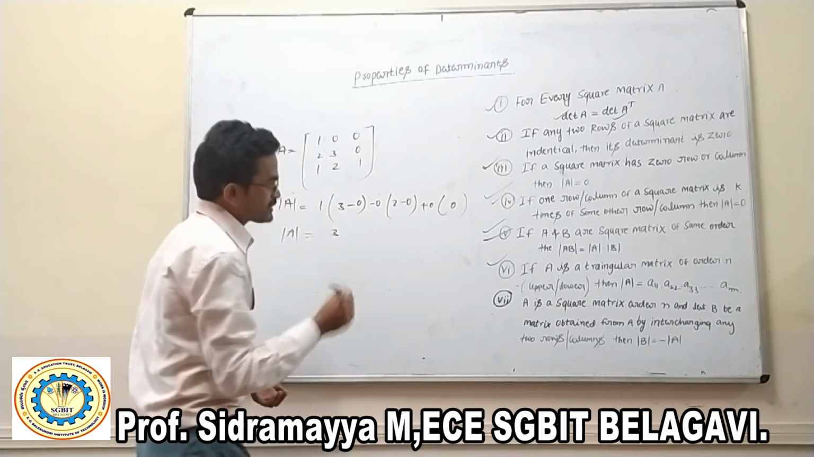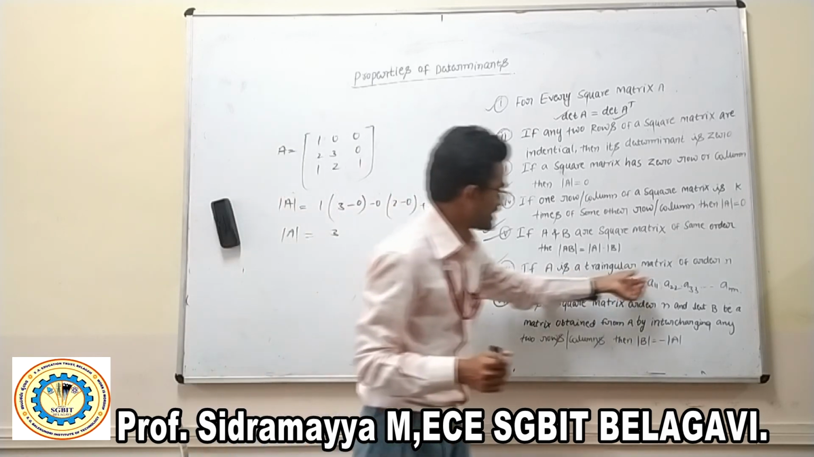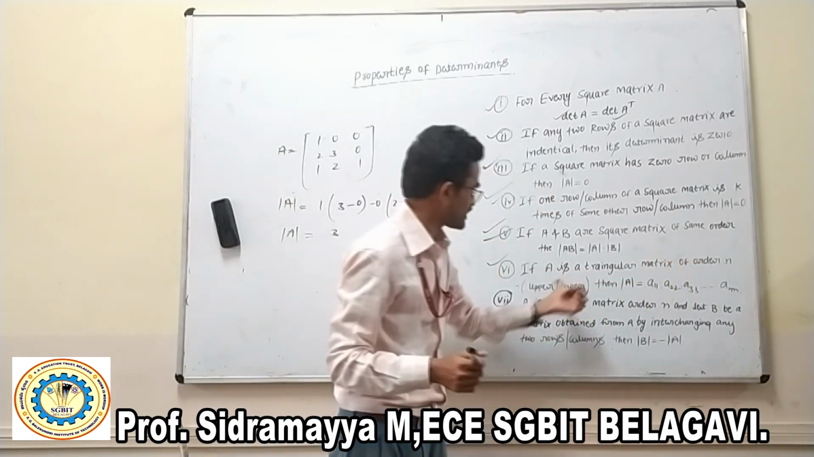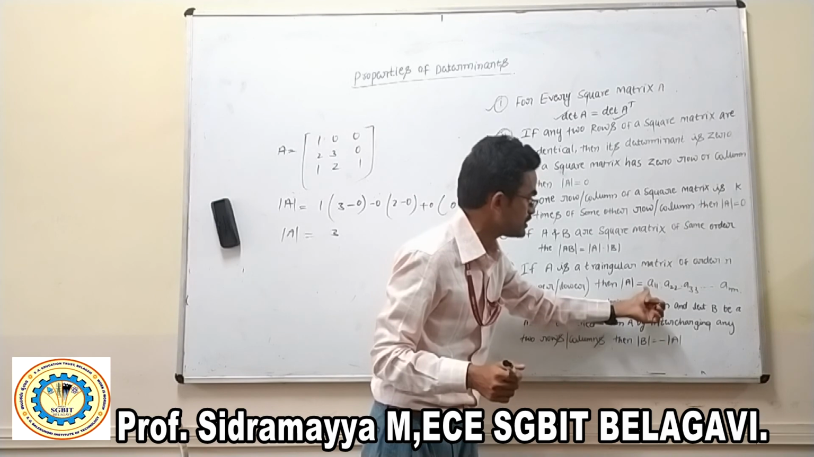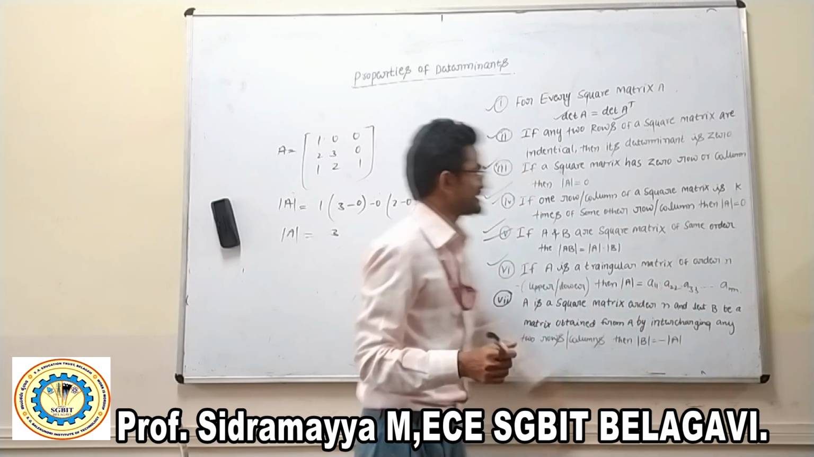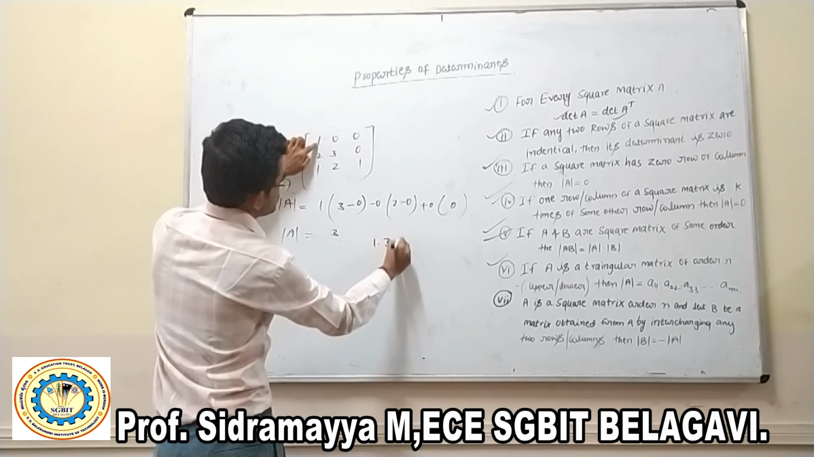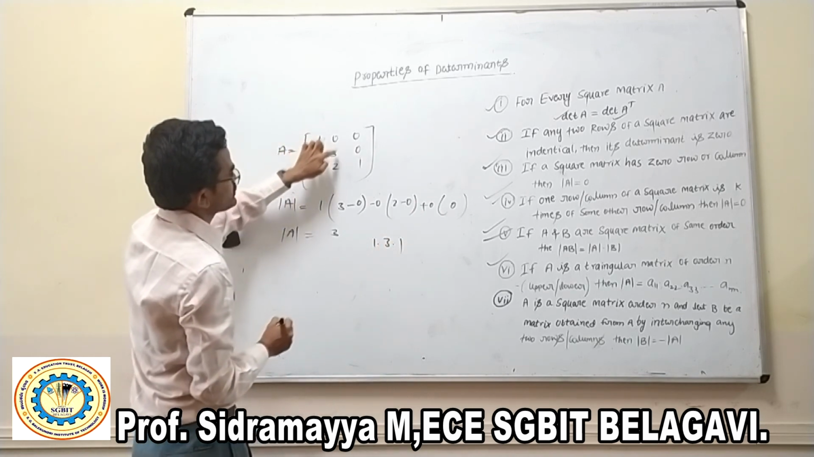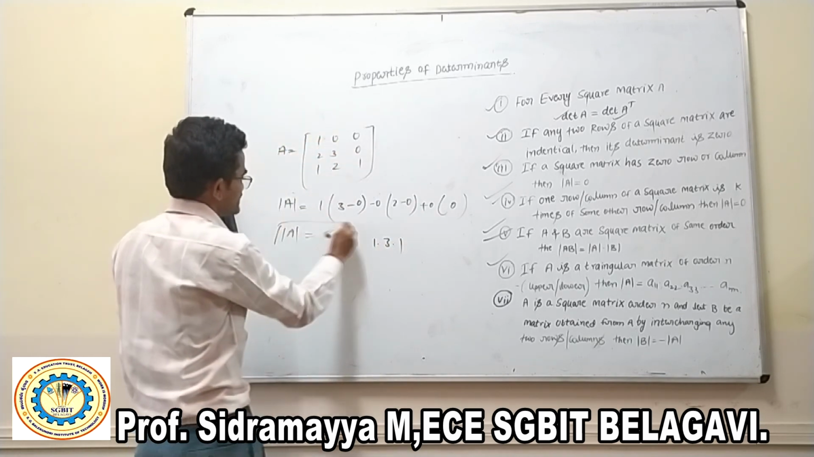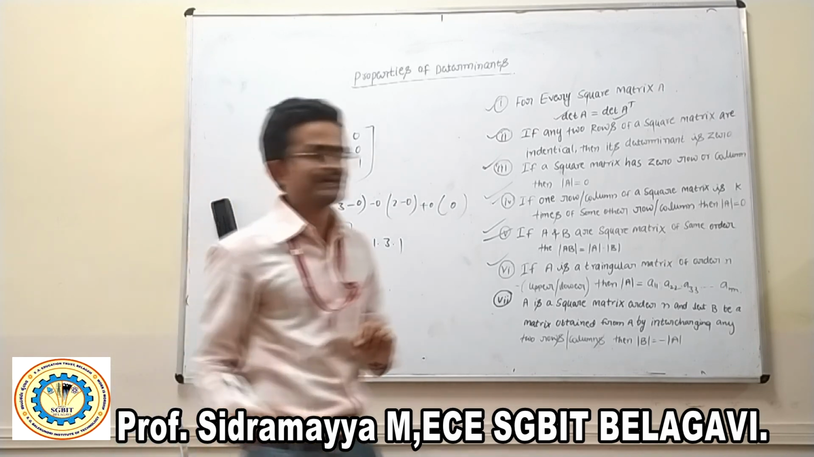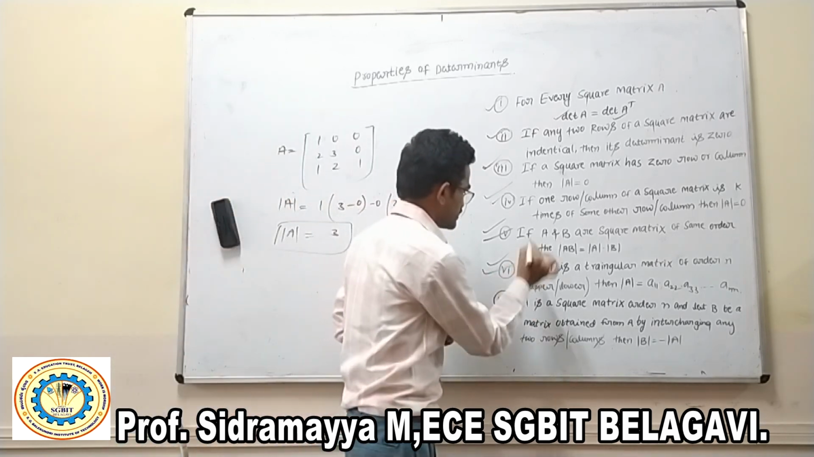Now what does the property say? If A is a triangular matrix of order n, upper or lower, then its determinant is equal to the multiplication of the diagonal elements. So here, multiply 1 into 3 into 1. 1 into 3 is 3, 3 into 1 is 3. So what you got here is determinant 3. So it indicates that this property also holds good.